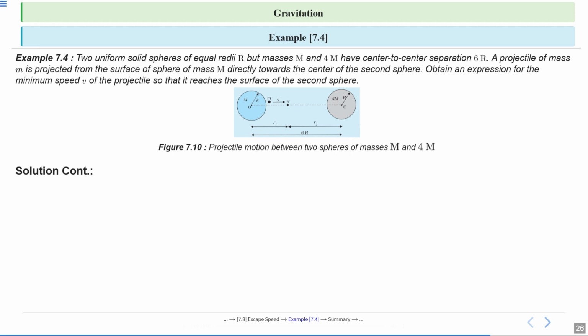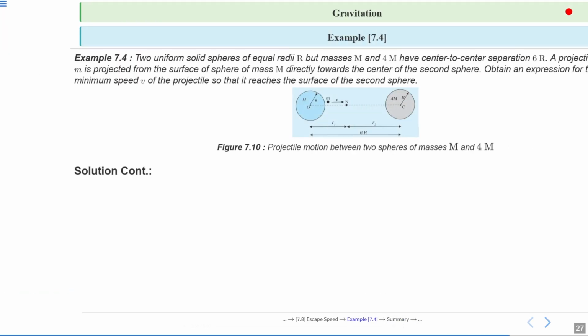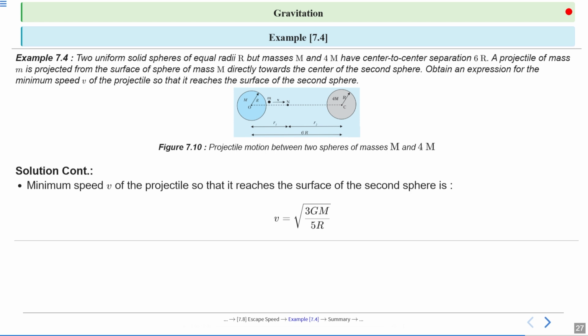Now v square is equal to 2GM divided by r into 3 by 10. Solving further, you will get v square equal to 3GM divided by 5r. Now the minimum speed v of the projectile so that it reaches the surface of the second sphere is v equal to under root 3GM divided by 5r.